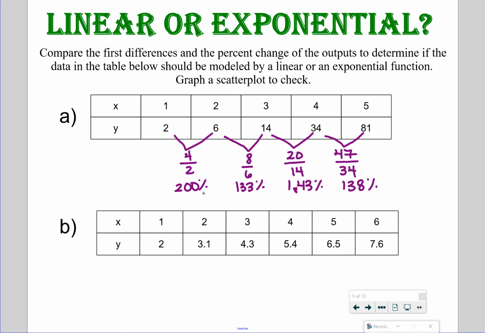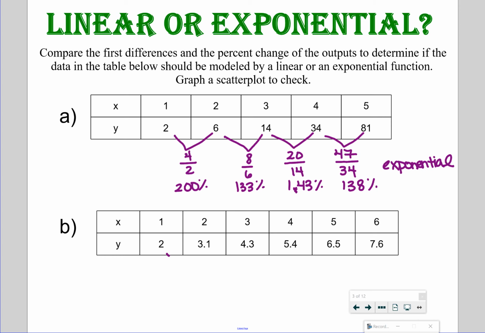So you can see here, they're not constant for sure, but they're definitely a lot closer together in value, especially after that first one, than our first differences one was. So this would be more appropriately modeled with an exponential function. Still won't be a perfect exponential function, but it's a better model than our linear model. Okay, let's look at the next one.